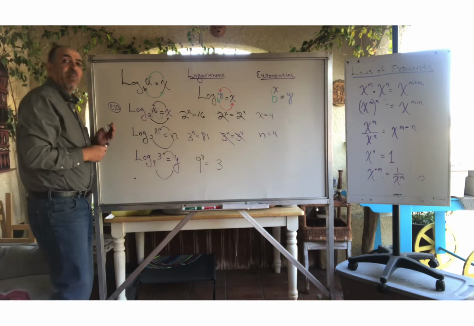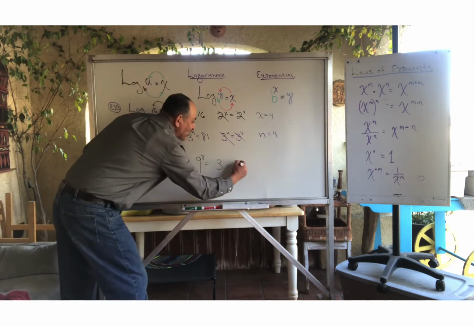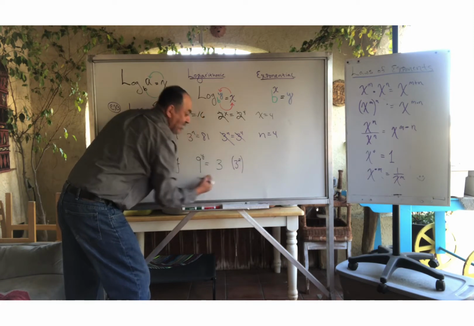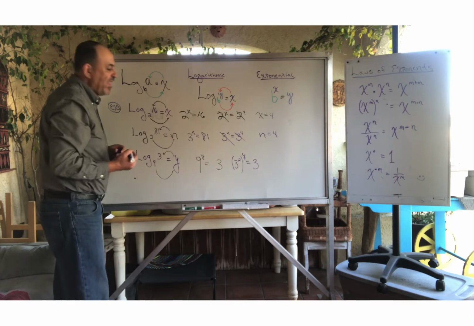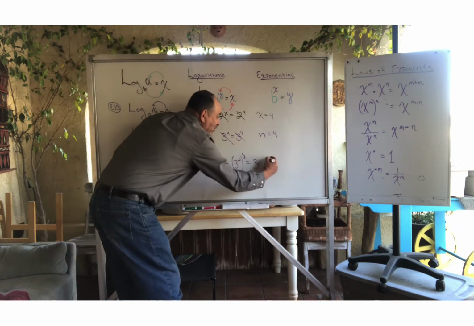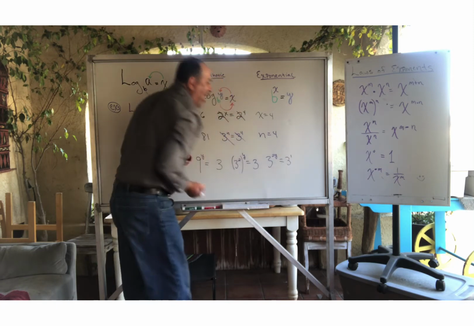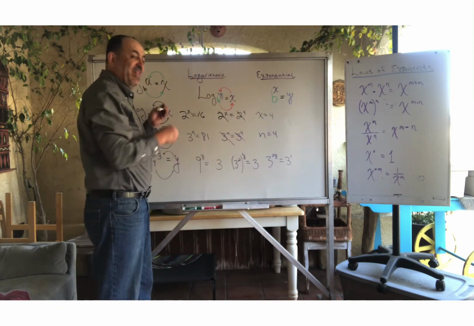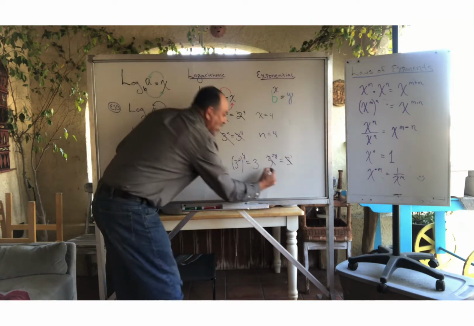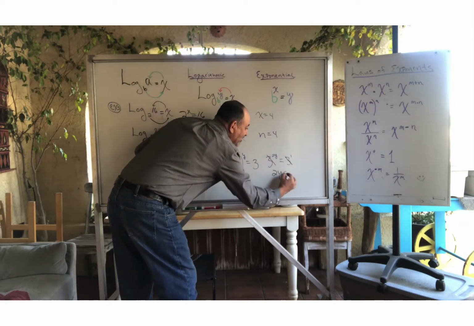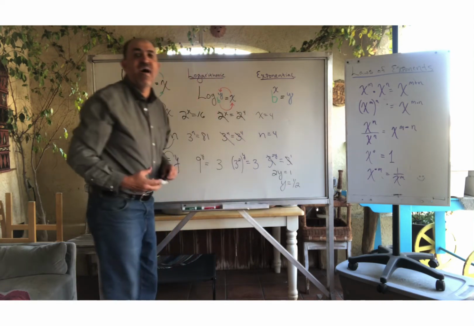Well, I need a common base, and again, we practiced this before. Transform 9 into 3 squared, 9 to the y is equal to 3. That will then give me 3 to the 2y is equal to 3 to the 1. Once again, the bases cancel, and all you got to do is solve that little equation there. 2y is equal to 1, so y must be 1/2.